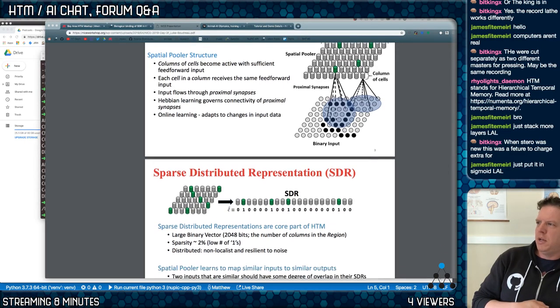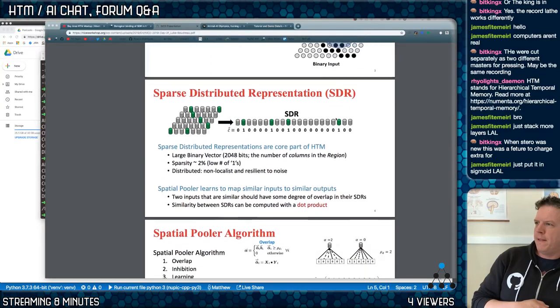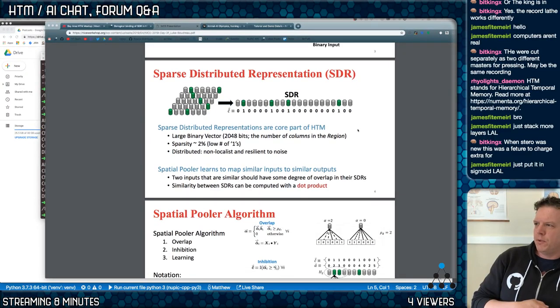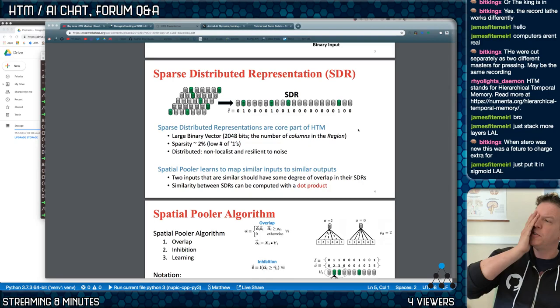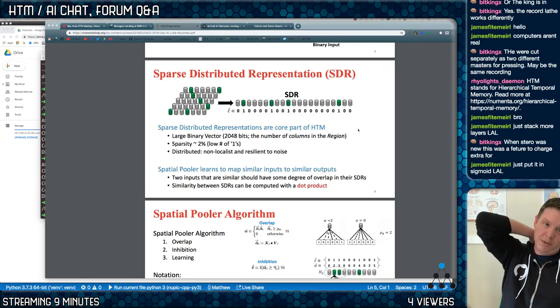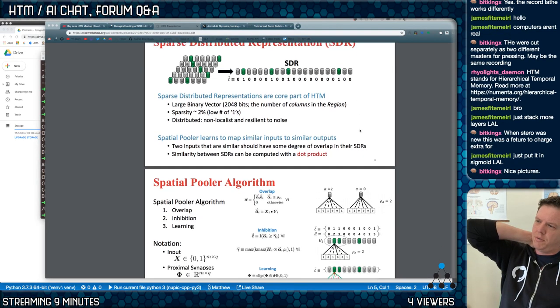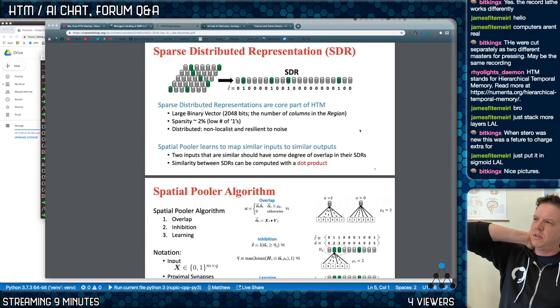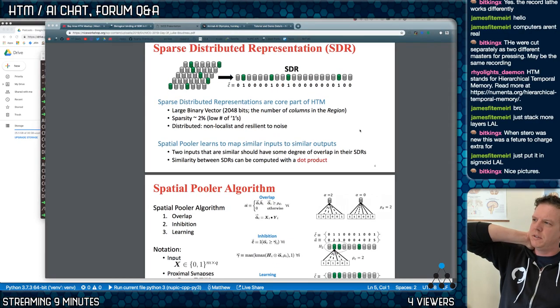Hebbian learning. Online learning. It's a good summary, sort of breaking out what an SDR is as represented in the spatial pooler. It has nice pictures. I like it when people make their own pictures. You can tell they have an understanding of things.